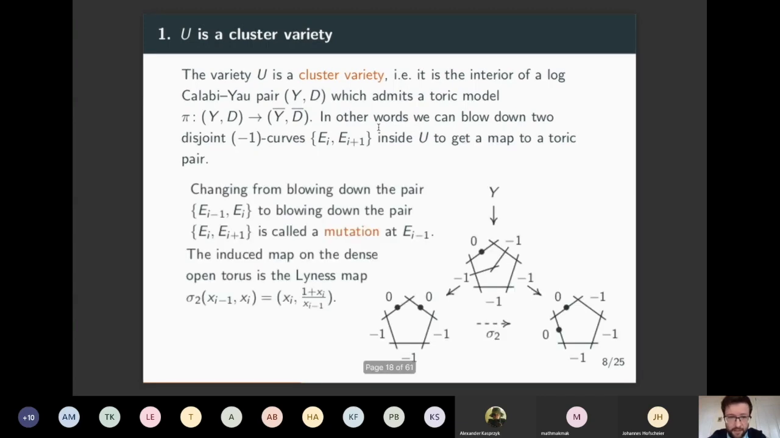So let me show you the picture. On the right here, here's a picture. If I have Y, I can contract two of the interior -1 curves. These are called the E_i. If I take any two consecutive, E1 and E2, for instance, they intersect consecutive boundary components. And if I blow down one of them and then the other, I get this toric surface on the bottom left here, which has a pentagon in the boundary, but the self-intersection numbers on the edges of this pentagon are 0, 0, -1, -1, -1. Of course, this is a toric variety because, for instance, if I blow down the -1 curve in the middle, I just get P1 cross P1.